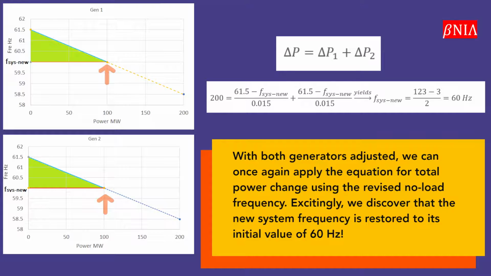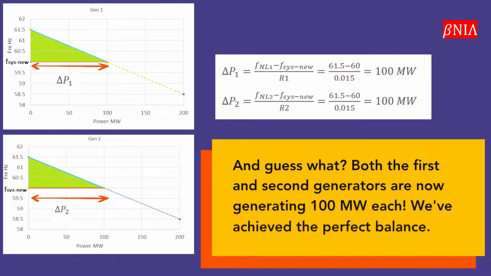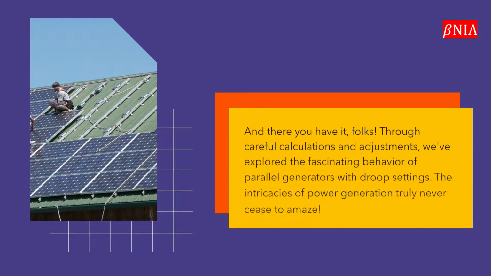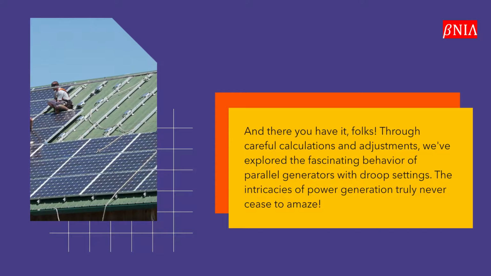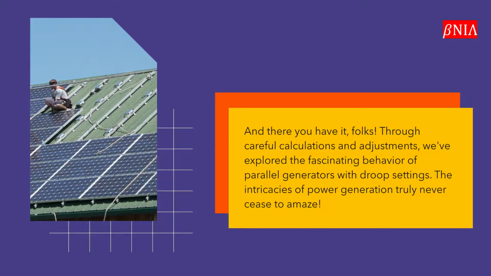Excitingly, we discover that the new system frequency is restored to its initial value of 60 Hz. And guess what? Both the first and second generators are now generating 100 megawatts each. We've achieved the perfect balance. And there you have it, folks. Through careful calculations and adjustments, we've explored the fascinating behavior of parallel generators with droop settings.